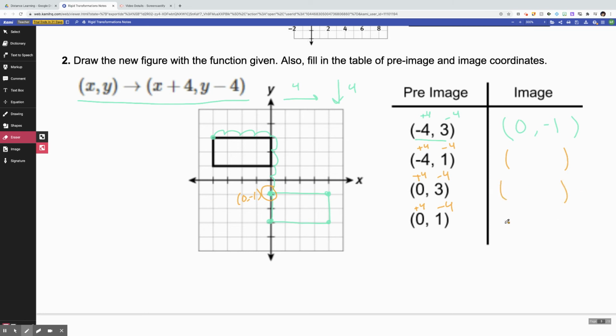Otherwise, it wouldn't be a rigid motion, okay? So -4 plus 4 is 0. 1 minus 4 is -3. 0, -3, which is this point right here, okay? 0 plus 4 is 4. 3 minus 4 is -1, which is this point right here that I put a triangle around. And then my last is -4, -3, which is this point right here. So I can verify that I did my translation correctly because the points for my image match what I drew in my picture, okay?